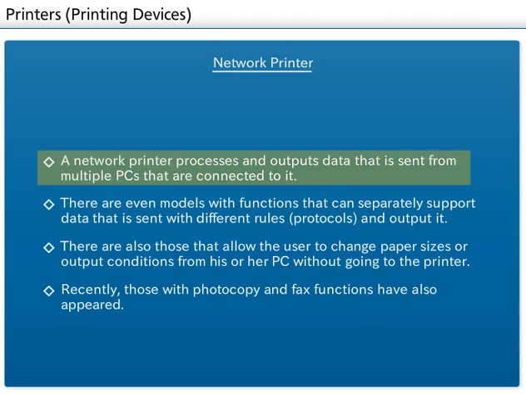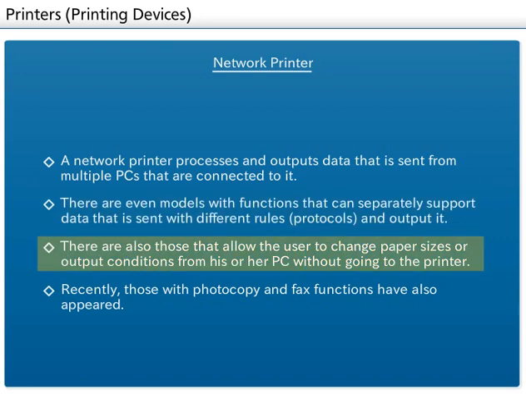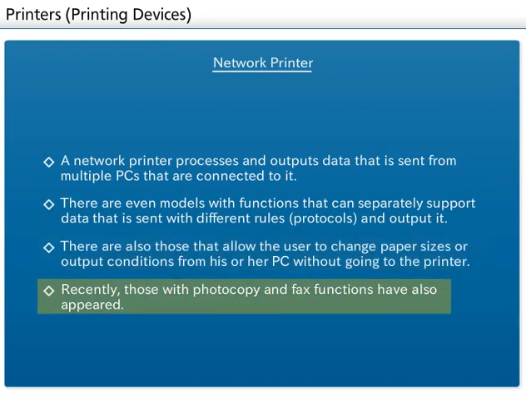A network printer processes and outputs data that is sent from multiple PCs that are connected to it. There are even models with functions that can separately support data that is sent with different rules, protocols, and output it. There are also those that allow the user to change paper sizes or output conditions from his or her PC without going to the printer. Recently, those with photocopy and fax functions have also appeared.